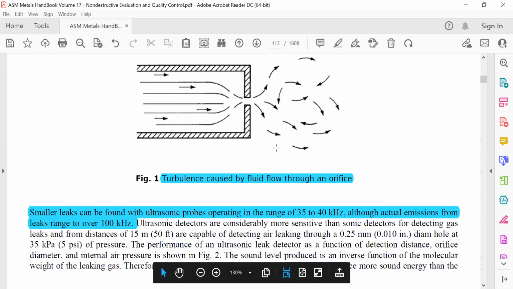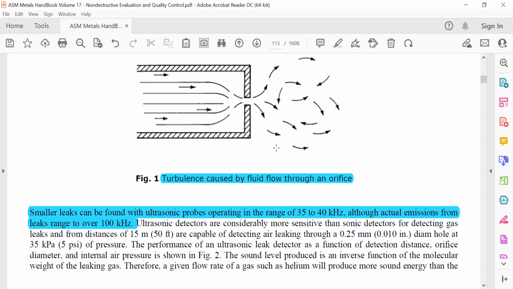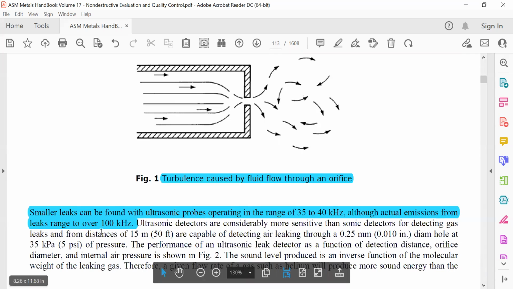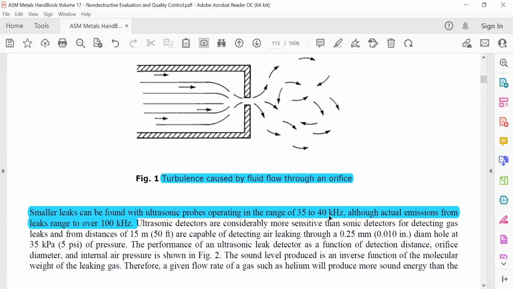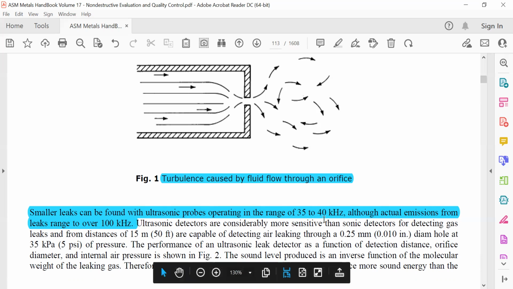So there is an instrument from 5 meters. You can understand there is a leakage because of turbulence flow. Smaller leaks can be found with ultrasonic probes operating in the range of 35 to 40 kHz, although actual emission from the leaks ranges to over 100 kHz. So the actual leak is in the range over 100 kHz, but we are finding it with 35 to 40 kHz probes.